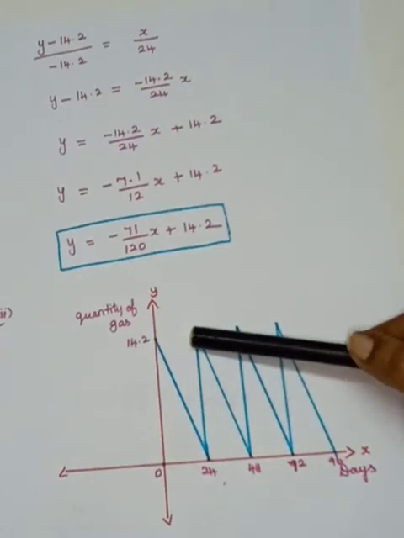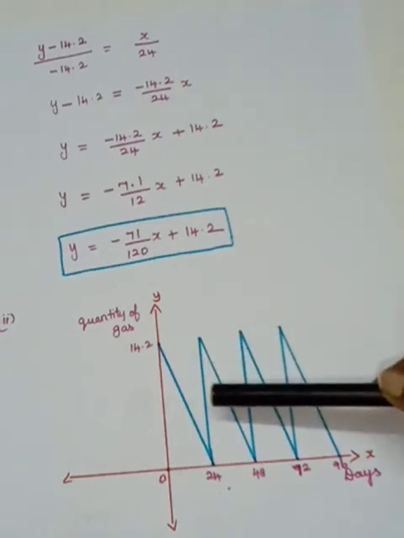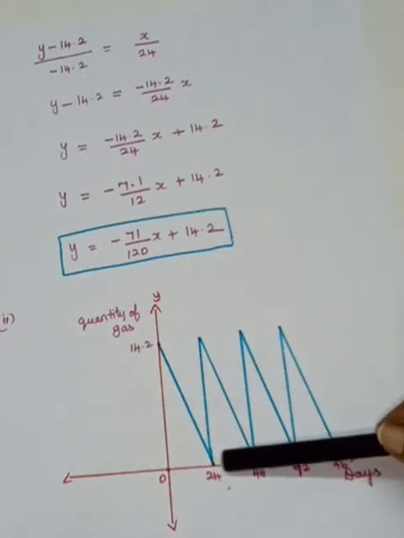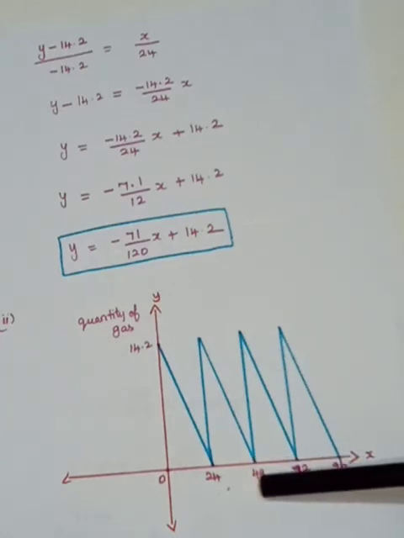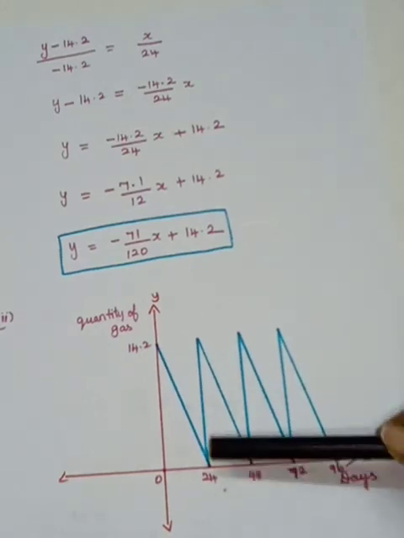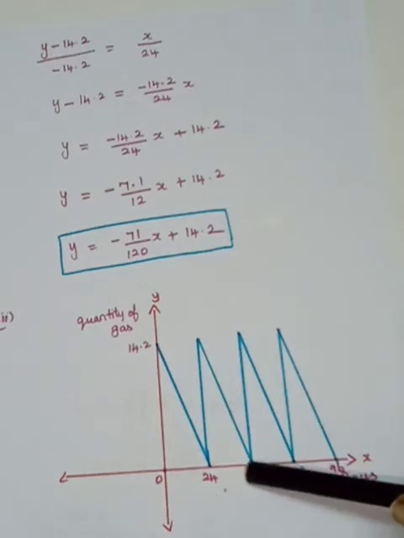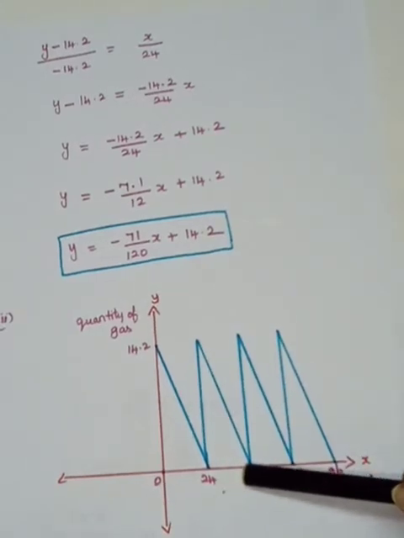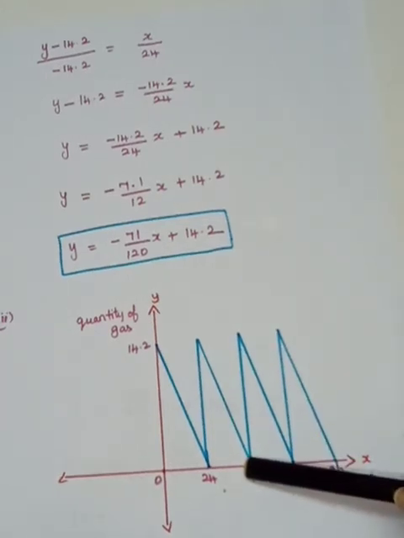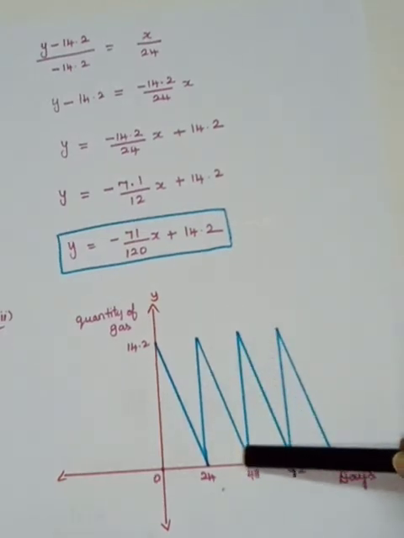So the next day, the 25th day, it will be reduced. The quantity of gas is reducing, and coming to the 48th day, the second cylinder lasts 24 days. So from 0, on the 48th day, it will be 0. Okay, so the second cylinder is over. So on the 48th day we will fix the third cylinder, isn't it? Therefore we have to draw the straight line.